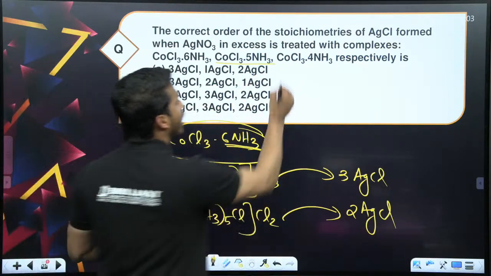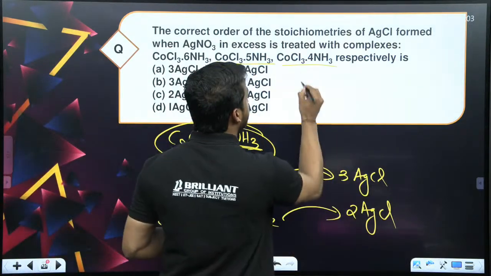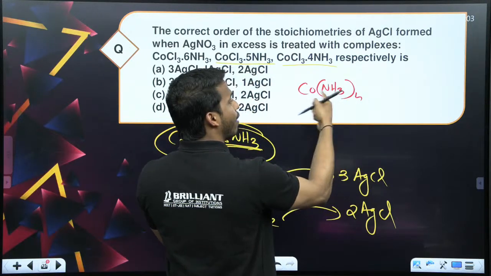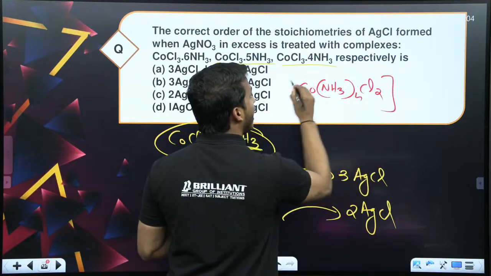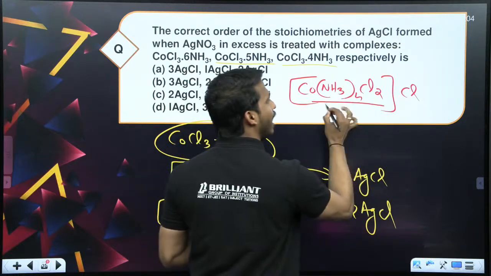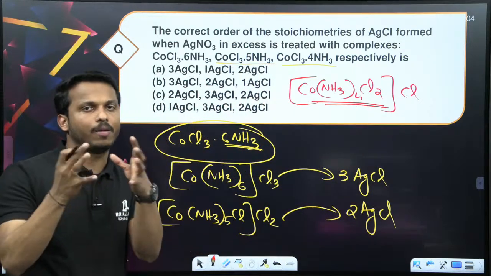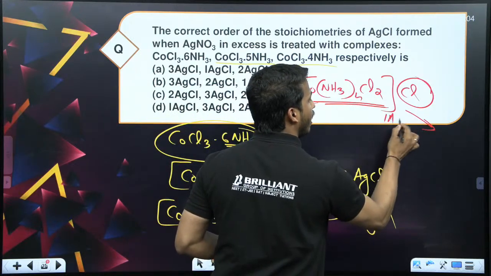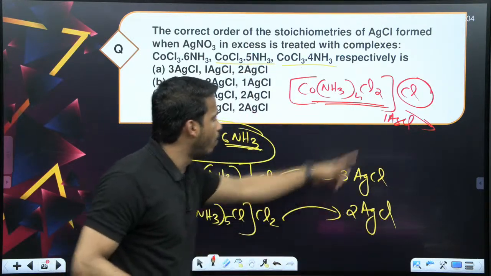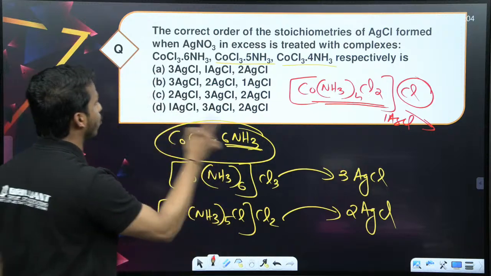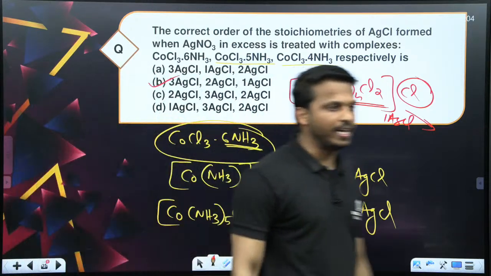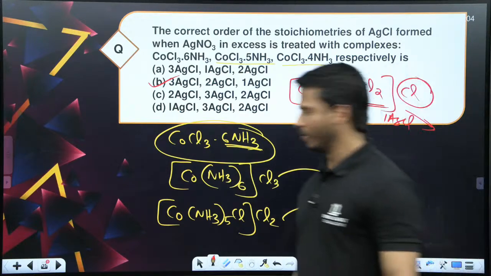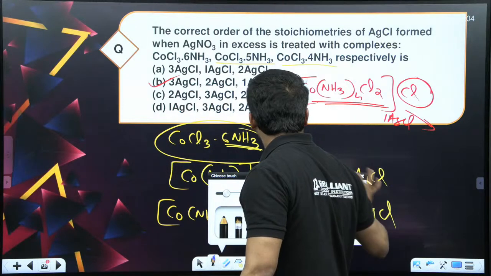And what about the last one? In this complex, cobalt has NH3 4 times, and with 4 amines already there, 2 chlorine are inside and 1 chlorine outside. The total maximum ligand capacity is 6. So 1 chlorine outside will give you 1 AgCl. So 3 mole, 2 mole, 1 mole. So 3 2 1. Option B is the correct one. Smriti gave the correct answer. Good, all of you. Option B is the correct answer.